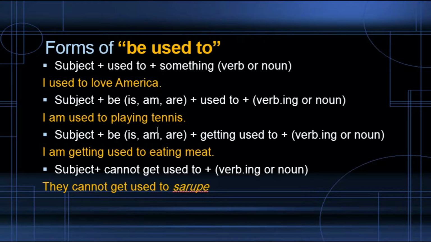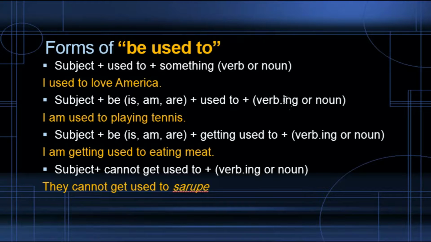And the second form is when you have a subject, then you have is, am, or are, one of these, depending on your subject. So if it is she, he, it, you have is. If it is I, you have am. And if it is we and you, then you have are, or if you have they. Then you have used to, then you have a verb.